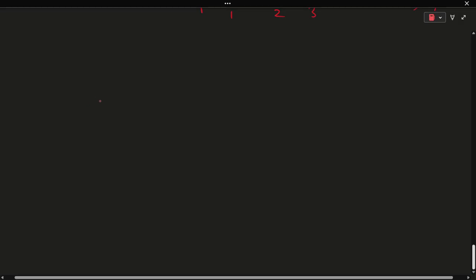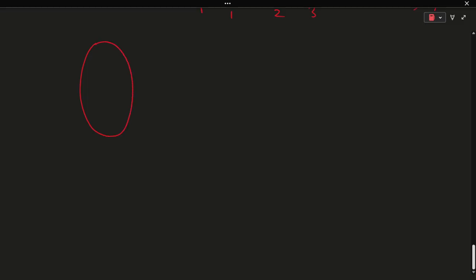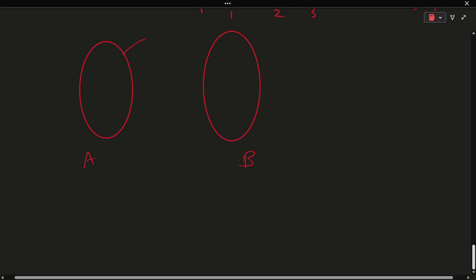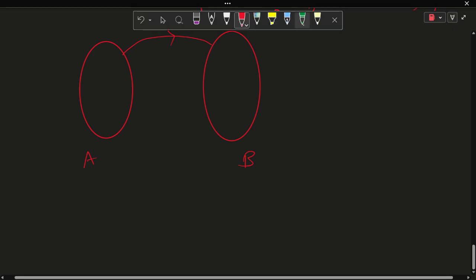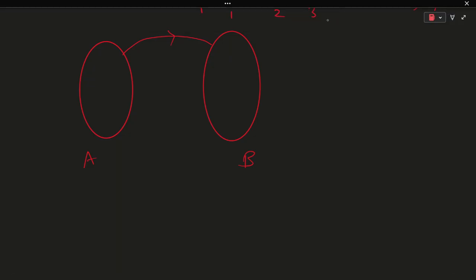If you take a function, okay, this is another example. You check it, A here and B, and this is a function, right? Any function. Now actually I am going to tell you what function counting is.